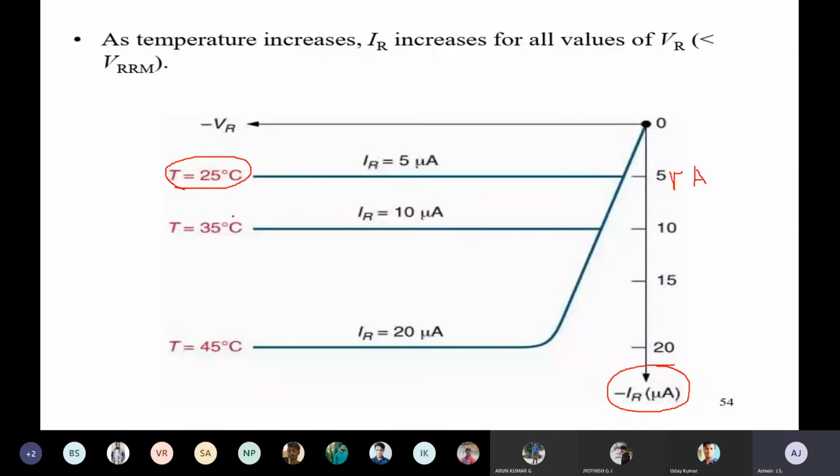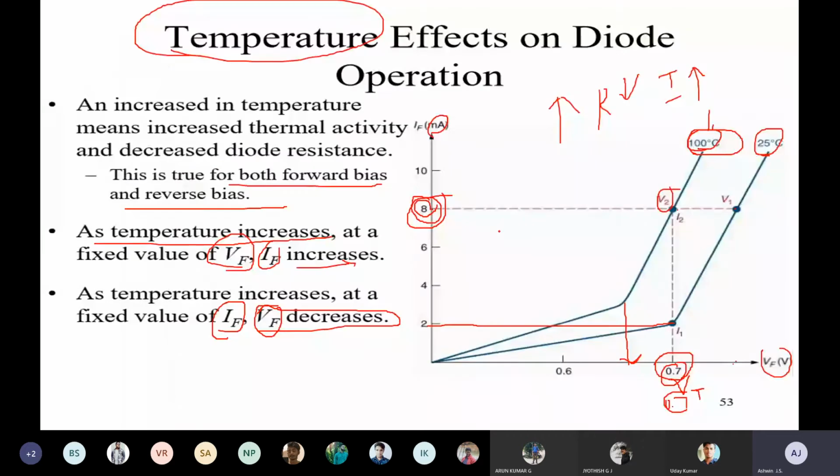And if I'm increasing the temperature to 35 degrees Celsius, now the current is increased to 10 microamps. Similarly, if I keep on increasing, at 45 degrees Celsius, due to free electrons, I'm getting 20 microamps. So in forward bias as well as reverse bias, if temperature increases, surely the current increases and the resistance decreases. So this is the effect of temperature on the diode. Okay.